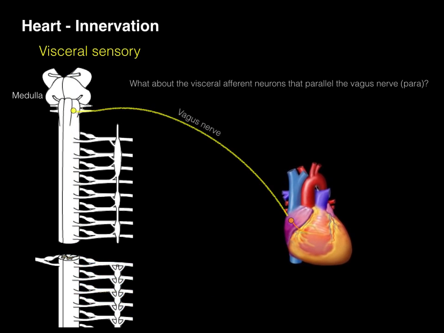Now, what about visceral afferent neurons that parallel the vagus nerve for parasympathetics? These are for blood pressure, changes in blood pressure and blood chemistry, cardiac reflexes. And since there's no contribution, no associated spinal nerves at this level, you don't have somatic referred pain, but sometimes patients will say that they're nauseous or some other thing of that nature. That's the way the brain's referring that type of change. And that's our innervation of the heart.